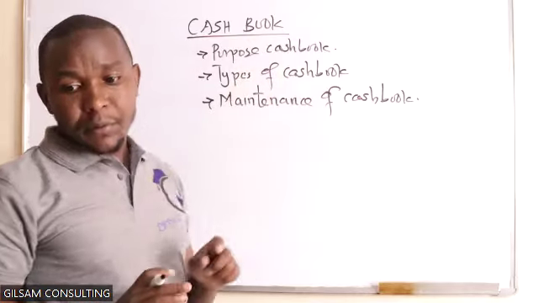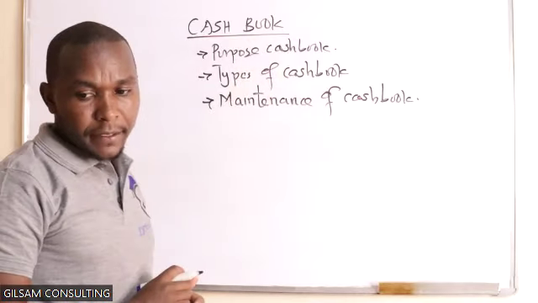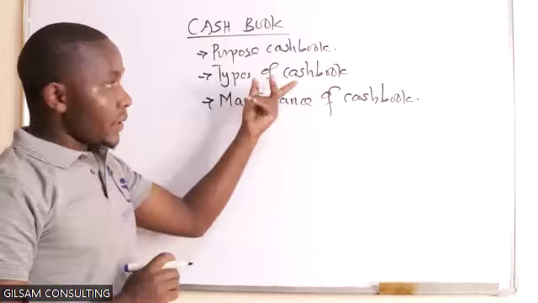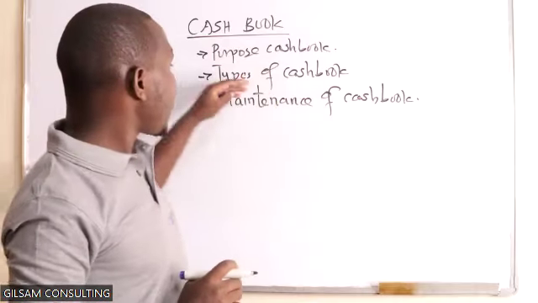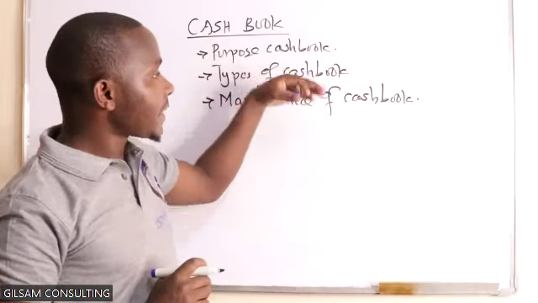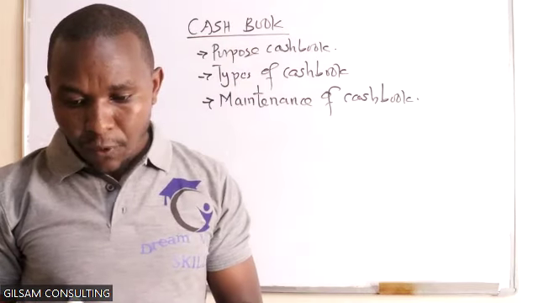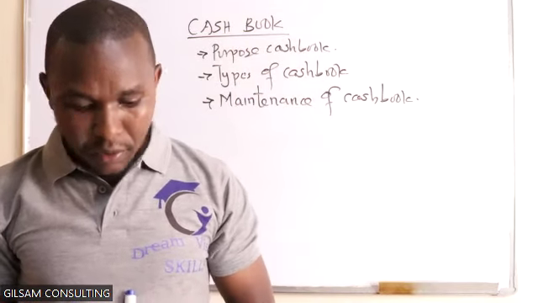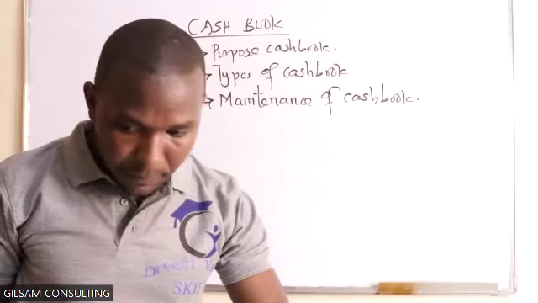So I will not write that one separately. I think the other list are just the types. It will fall under the types of cash book.